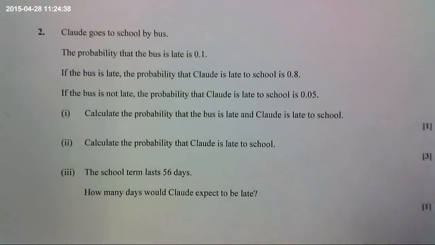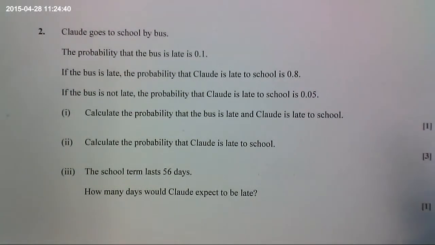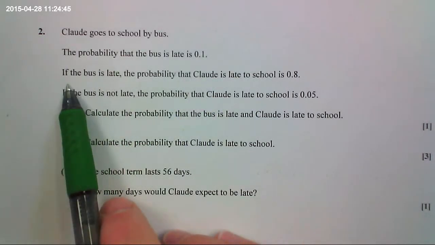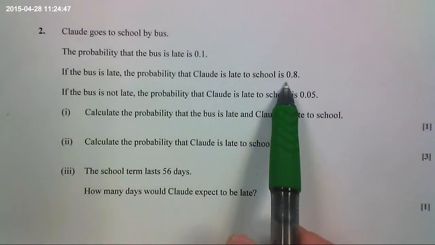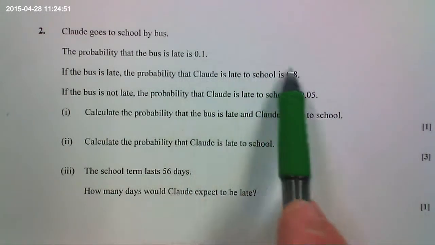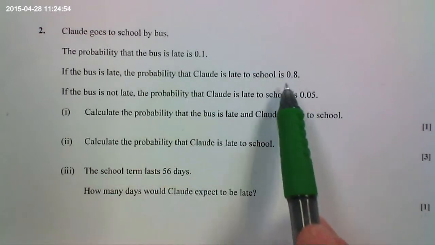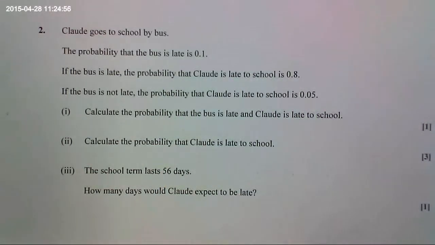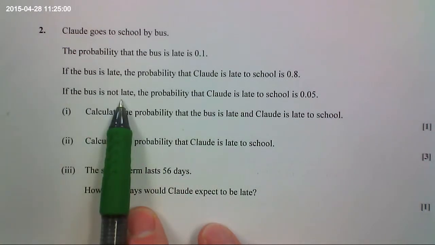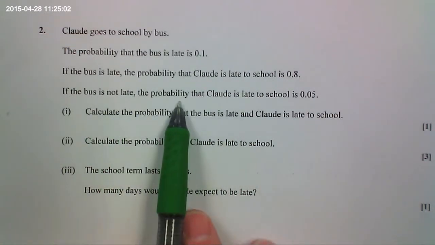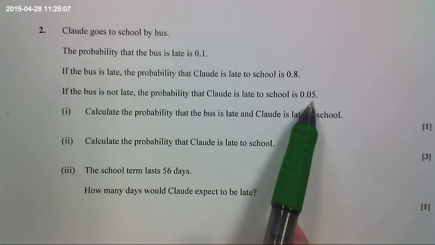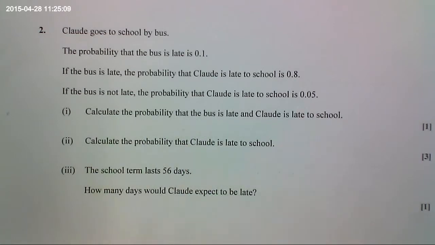It says that Claude goes on the bus to school, and the probability that the bus is late is 0.1. It says if the bus is late, then the probability that Claude is late is 0.08. The thing that's interesting about this is these are related, but just because the bus is late doesn't guarantee that Claude is late. So it's kind of an important distinction to make. Now it says if the bus is not late, so if it's on time, the probability that Claude is late to school is 0.05. So more than likely, if the bus is on time, then so is he.